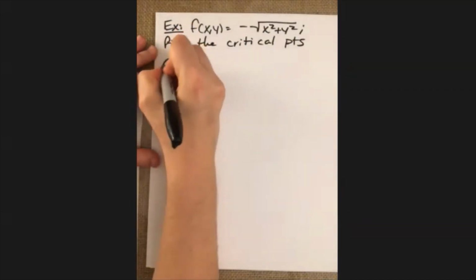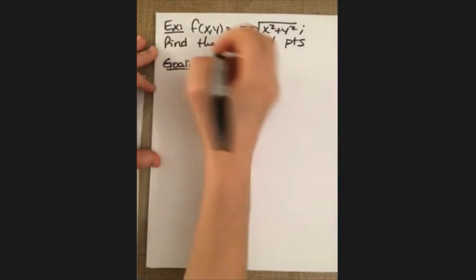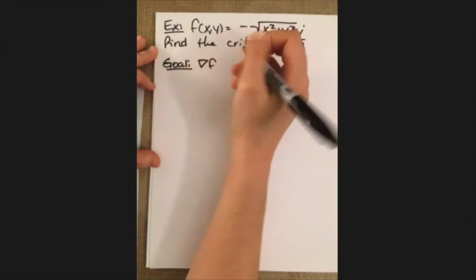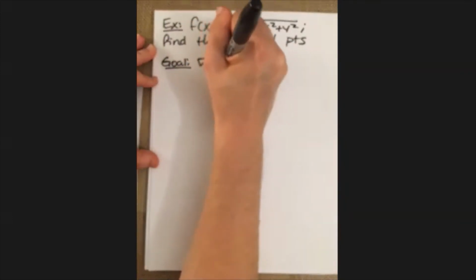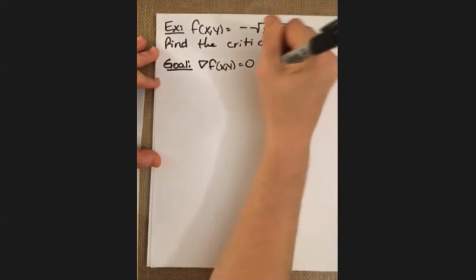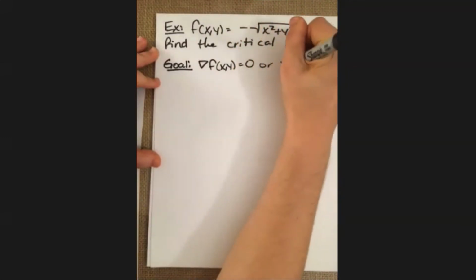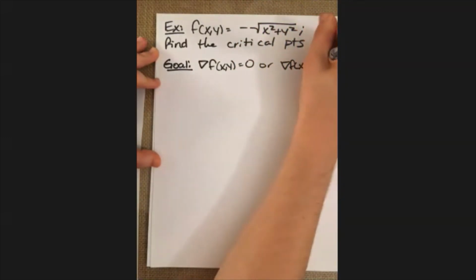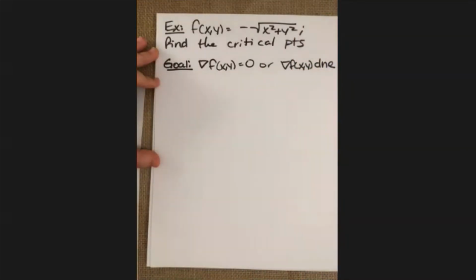So again, the big thing we're shooting for is that the gradient of f be equal to 0, or that the gradient of f does not exist. Okay.